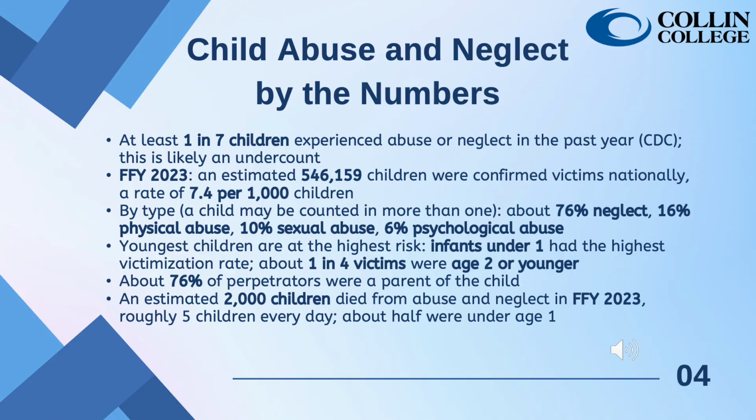After screening and investigation, an estimated 546,159 children were confirmed as victims, a rate of 7.4 victims for every 1,000 children. That number has actually been trending down over the past few years. When we look at type, neglect dominates. About 3/4 of confirmed victims, roughly 76%, experience neglect. Around 16% experience physical abuse, 10% sexual abuse, and 6% psychological abuse. These add up to more than 100% because a child can be a victim of more than one type.